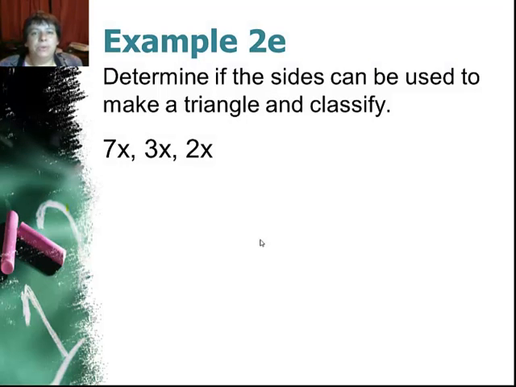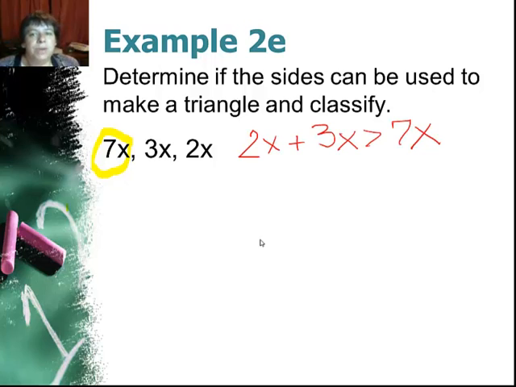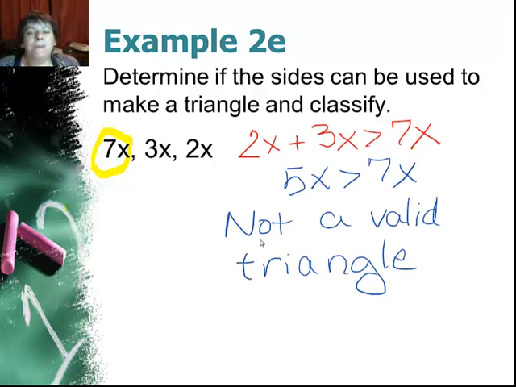Finally, example 2e. Now, we're assuming no negative lengths on sides here, so I can safely assume that 7x is my largest side. I'm going to substitute the other two, 2x and 3x, as my a and b in my inequality. 2x plus 3x must be greater than 7x. When I simplify, I get 5x is greater than 7x. Well, that doesn't make sense, so we know that this is not a valid triangle.